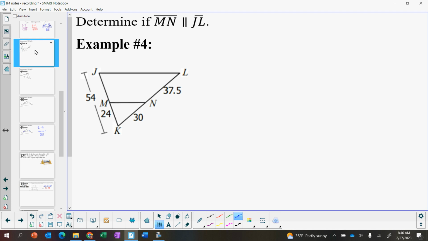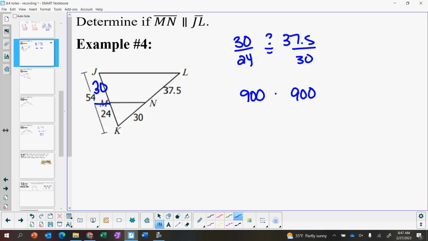So now it's asking to determine if the lines are parallel. We're going to check to see if those two fractions are in fact equal. The whole thing here is 54. That's already 24. So subtract them, we get 30 here. So I have 30 over 24 and 37.5 over 30. I'm going to see if they're equal. I always think the easiest way with those two fractions is to cross multiply. So 30 times 30 is 900. And 24 times 37.5 is 900. So they're equal. So yes, they are parallel.